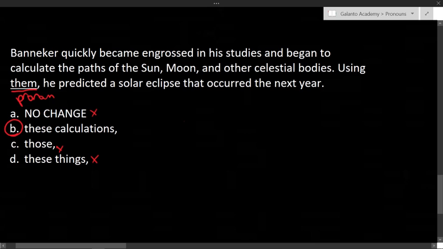So when you're being asked about pronouns, keep in mind that they have to agree in number, person. We have to have clarity to be able to easily find the antecedent. And in that case, we can't have the pronoun get too far away from the antecedent.